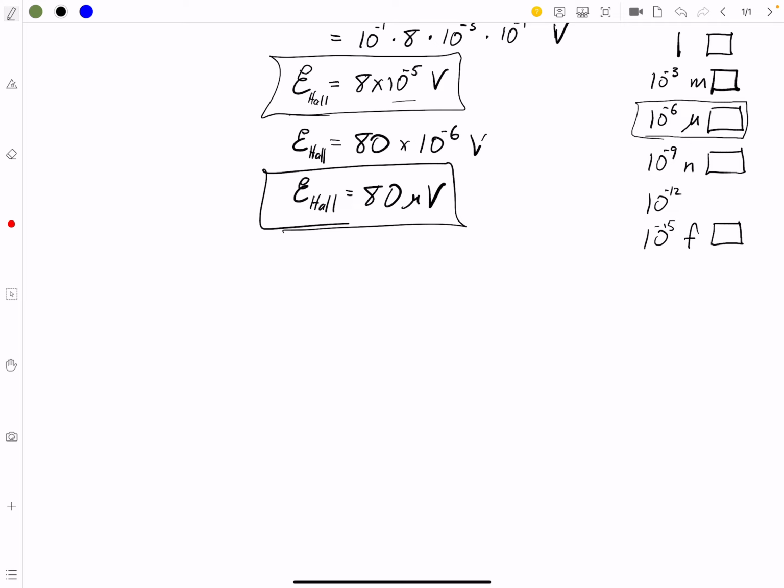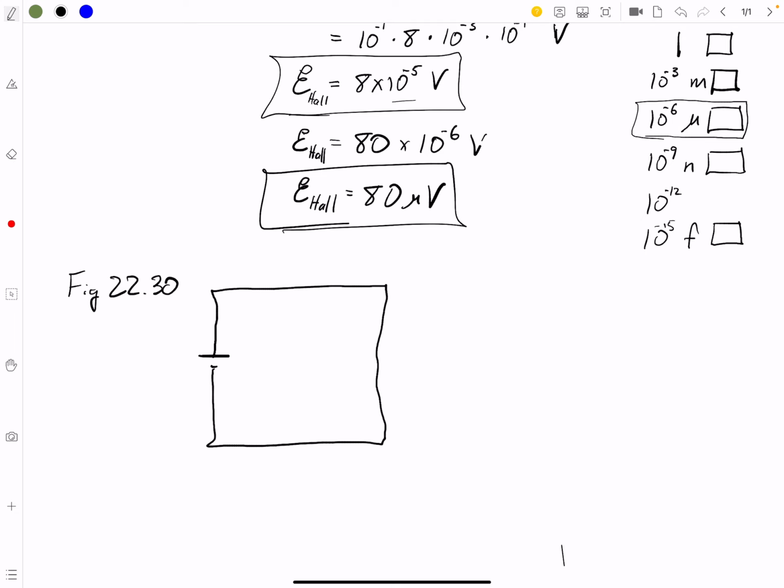All right. We've got another situation that we can analyze. And you should really look at figure 22.30. Hopefully I'll do it some justice here. We've got this square. It's a perfectly good square. We've got our negative side, our positive side generating an EMF. Of course, that means that there's a current that's going to flow this direction.